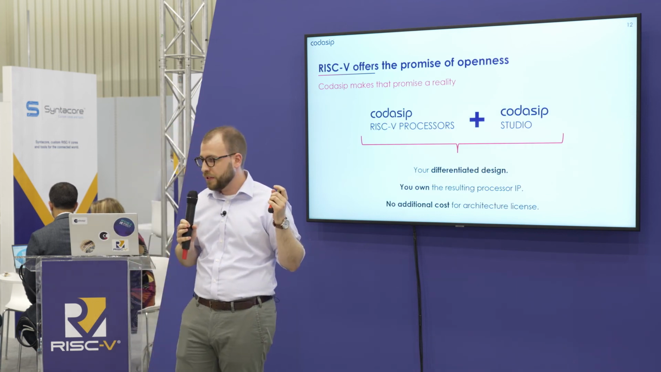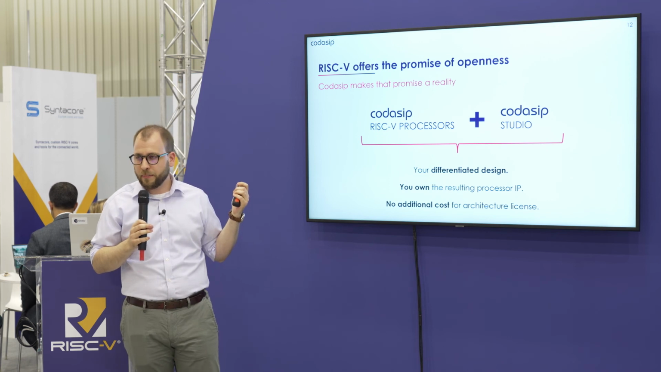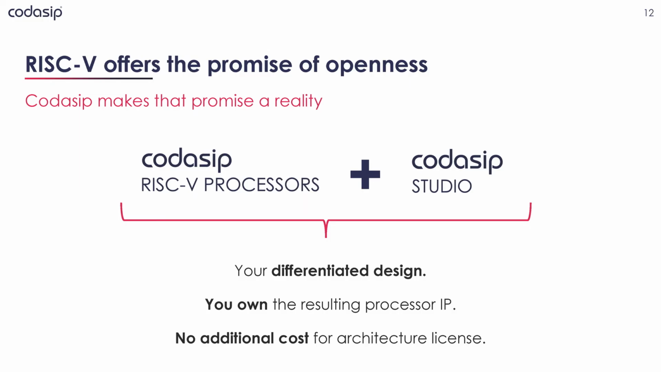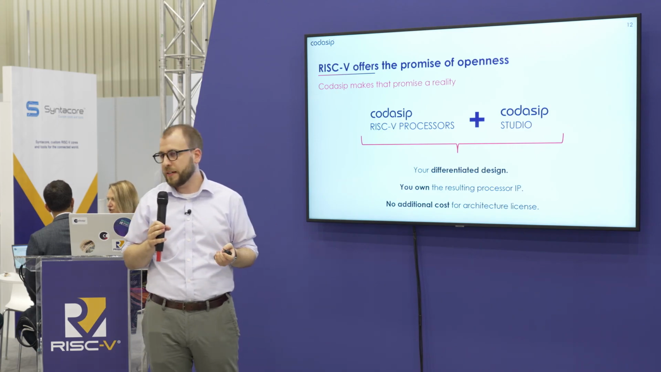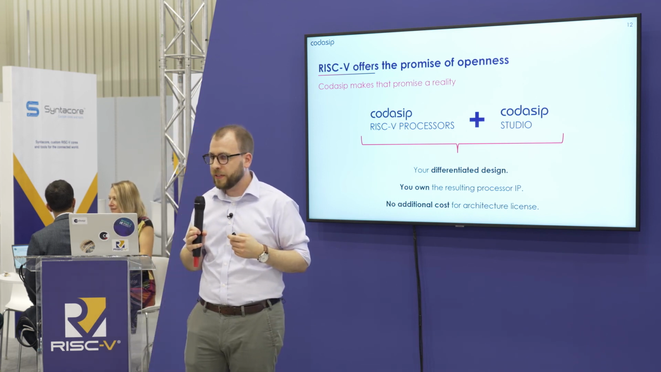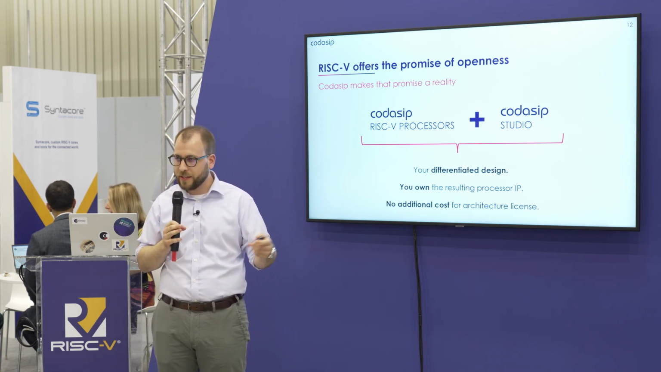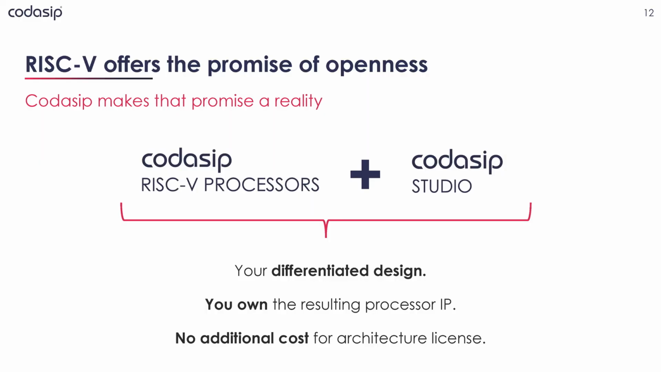And that actually brings me to the last slide, so I will try to summarize. What I believe RISC-V brought is a promise of openness. It is a definition of an instruction set that is not owned by anyone. You can use it, you can base your products on this instruction set, and you will not have to pay anyone money for it. The problem is that it can be quite difficult to do so, and this is why I believe that Codasip makes the promise reality, because we have the tools to do exactly that. So if you license our processor and Studio, you will be really able to create your differentiated design. You will own the resulting IP, and of course, we will not charge you any extra money for architectural licenses for doing so.